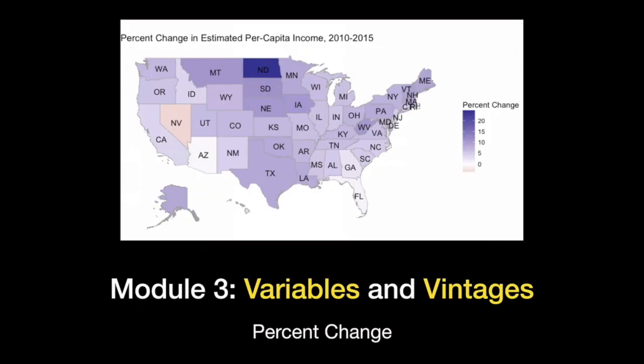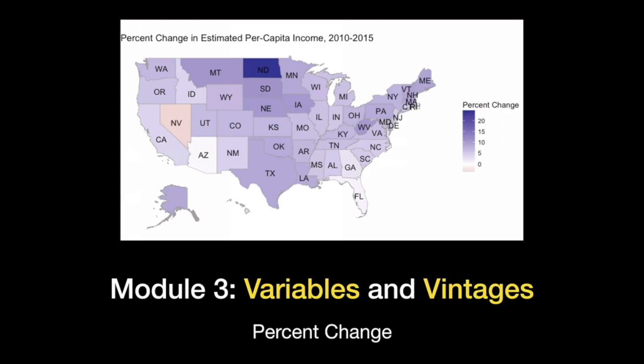In Module 3, we're going to branch out and start looking at other data sets. Module 3 is called Variables and Vintages. By variables, I mean instead of just looking at state population estimates, we're going to be looking at other variables. For example, per capita income.